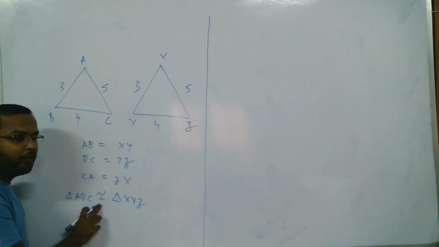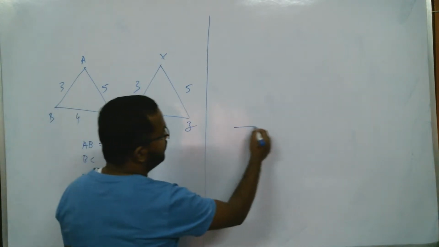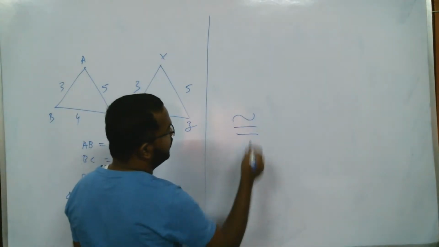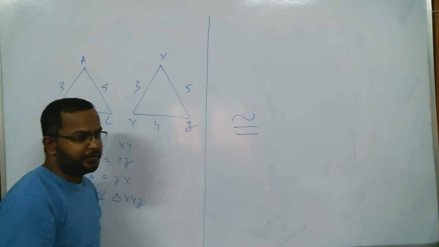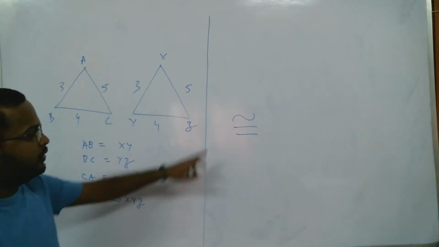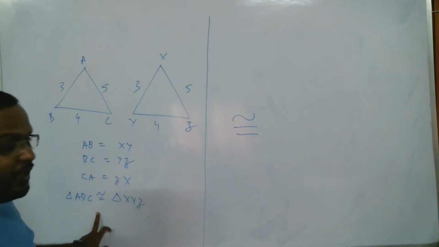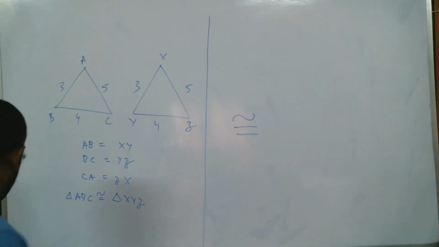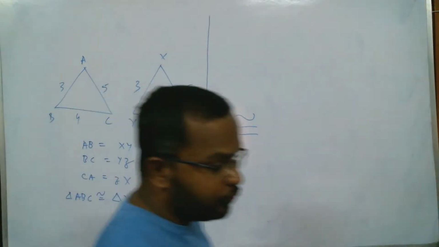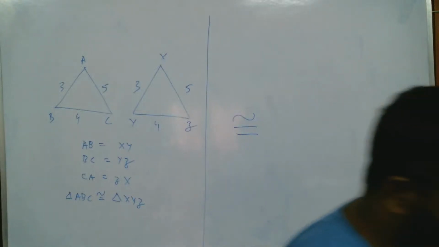So this is the symbol for congruency. To write congruency, it is an equals sign and above that we have to write an inverted S. So this is the symbol for congruency. The same thing I have written here. Now this is how we have to prove the congruency of any two triangles.